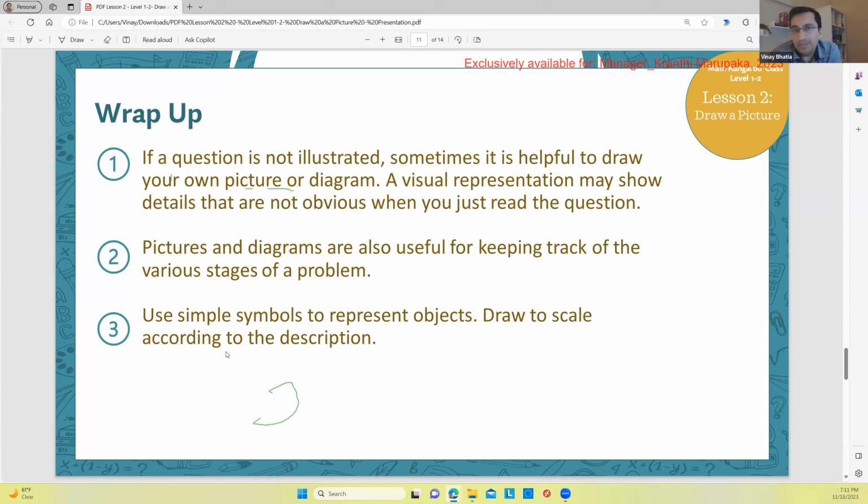So Neil, before I bring up the 2019 paper, do you want to wrap up for today and just say what you learned? Do you want to summarize it? Okay. So if there's no picture in the problem, it's really useful to just make your own picture. Diagrams are also really useful for keeping track of the various stages of a problem. So don't go crazy with the drawings, just use simple symbols and try to draw the scale.